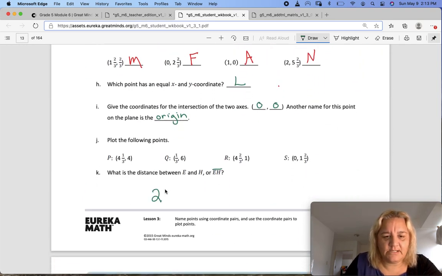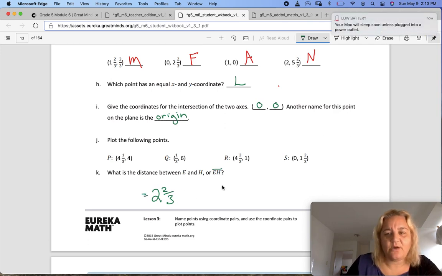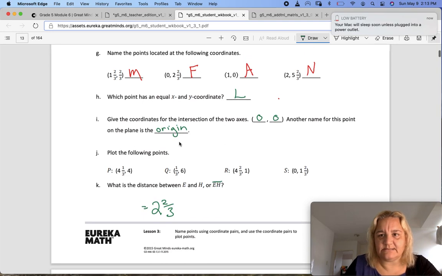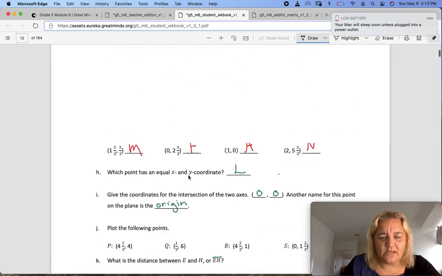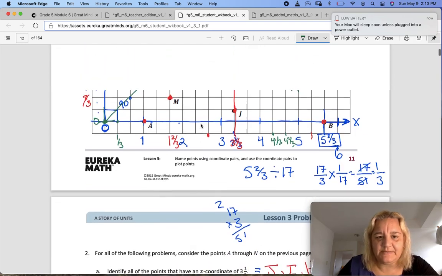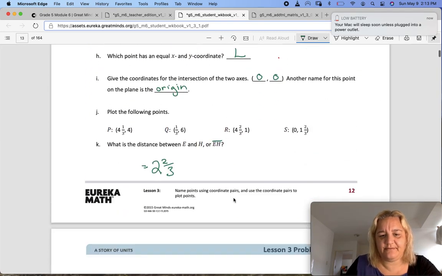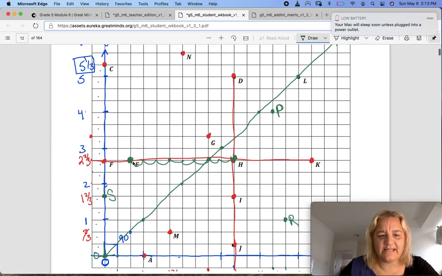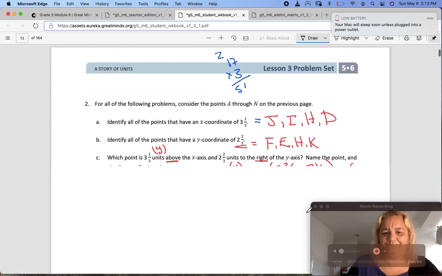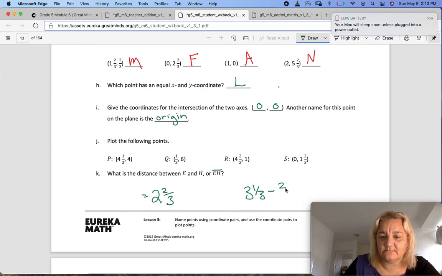Okay, 2 and 2/3. So our line EH equals 2 and 2/3. Or I could do subtraction, and ooh, my battery's going. I better wrap this up. Or I could do some subtraction, which would be here. H is on line 3 and 1/3, and E is on line 2/3. So I could have just subtracted.